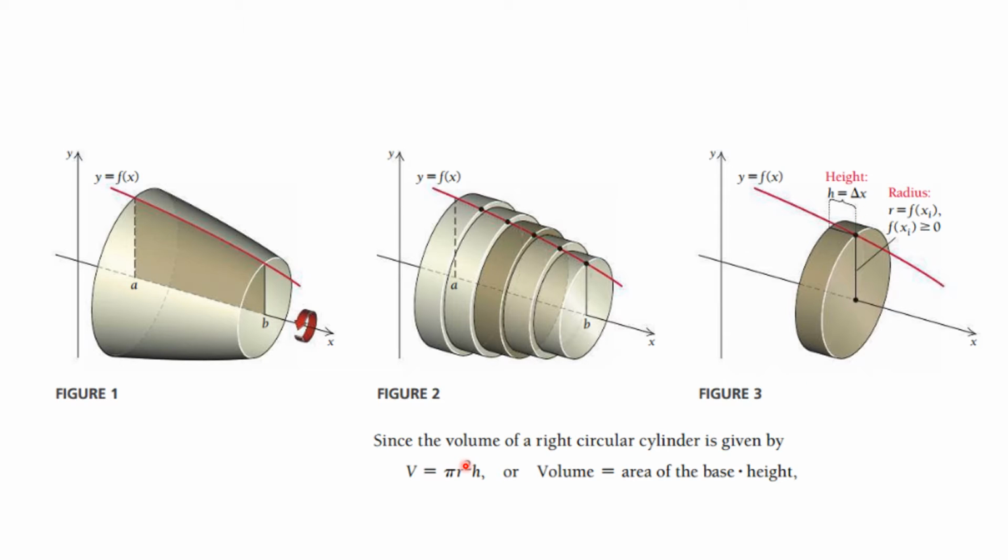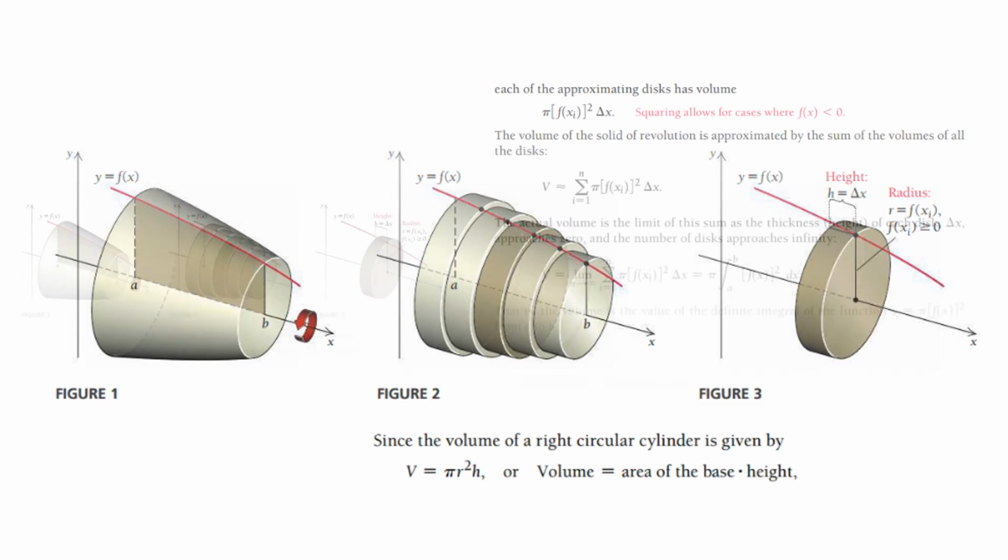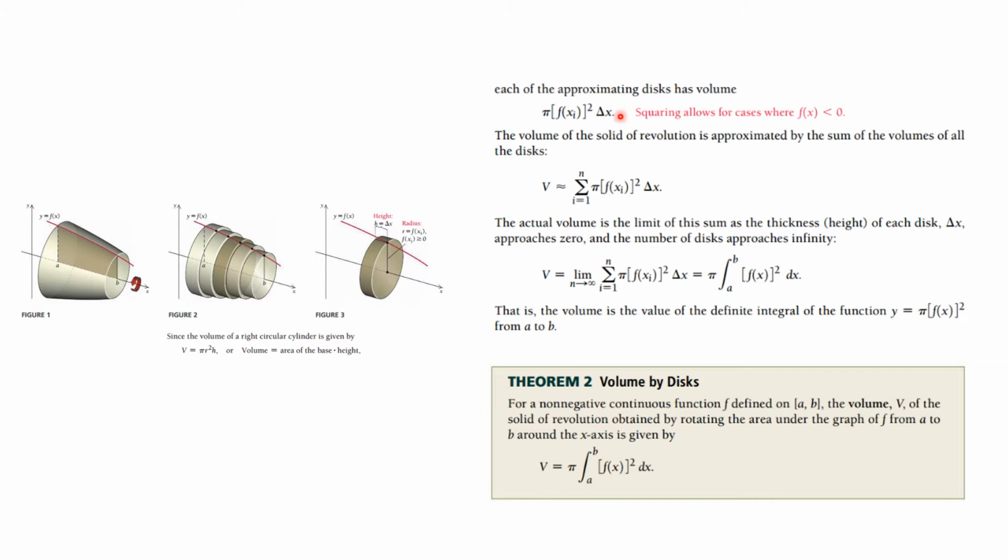So you see, since the volume of a right circular cylinder is given by pi r squared h, the volume is the area of the base, which is pi r squared, times the height. And then we're going to be adding up all of these. Now each of the approximating disks then has this volume. And squaring allows for cases where it's less than 0, but f of x is always the distance from the axis of rotation, and so we're squaring that. So the volume of the solid is approximated by the sum of all the volumes of the disks. We just add them up.